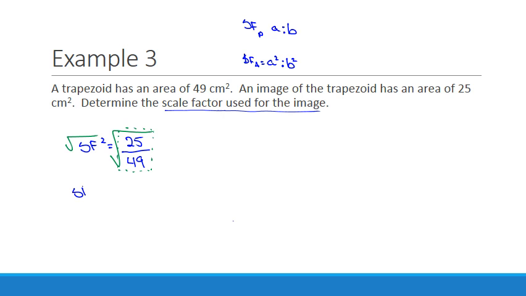So now I just have my scale factor, and what's the square root of 25? Well, first of all, if that looks kind of funny to you, just a reminder, you can apply the square root to the top and bottom separately. Anyway, the square root of 25 is 5 and the square root of 49 is 7. So the scale factor for this situation is 5 over 7. I was able to use my area, but I had to take the square root of that area.